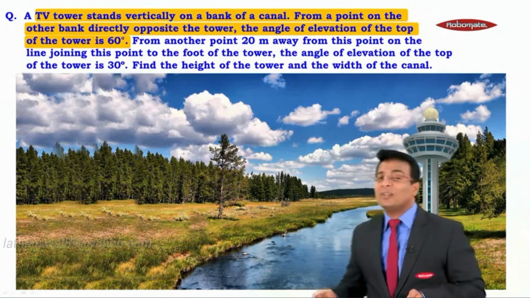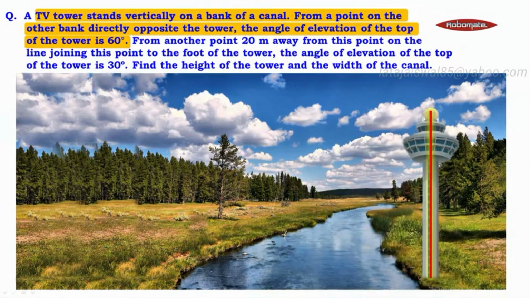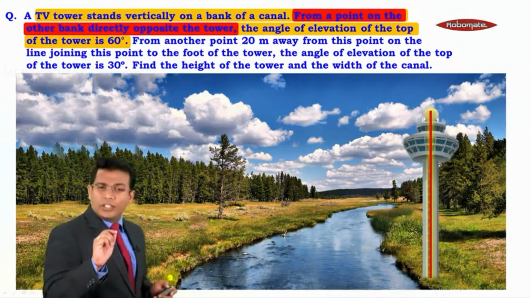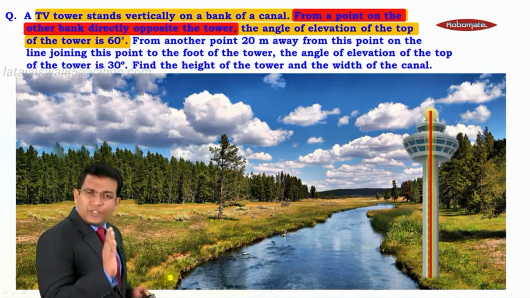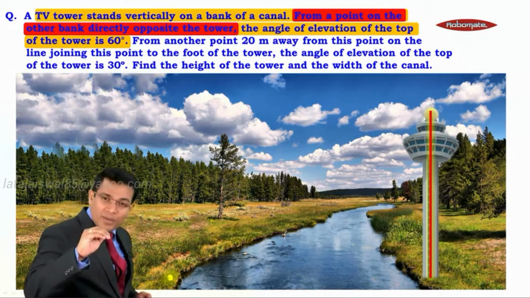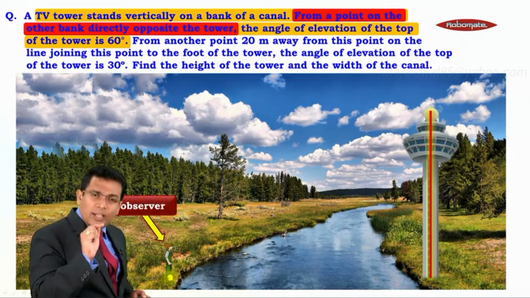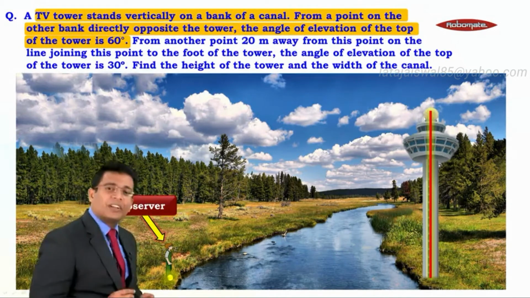That means on the other bank, there's a point which you are taking here. So there's a TV tower and there's a point which you are considering on the other bank, right? Directly opposite to the tower. If you can see that is being highlighted there. Now this is a point which you have. From this point, the angle of elevation of the top of the tower. That means there is an observer here. This observer is observing the top of the tower.